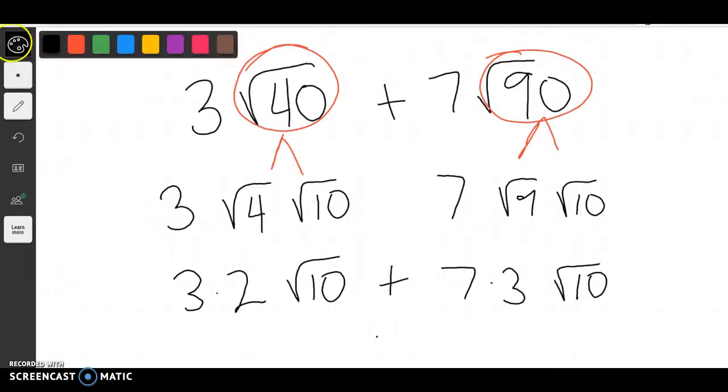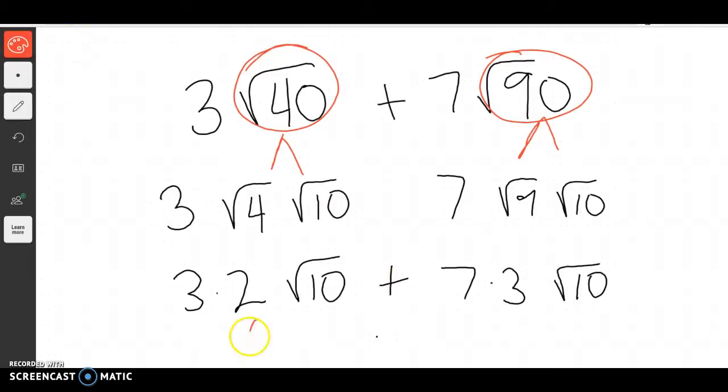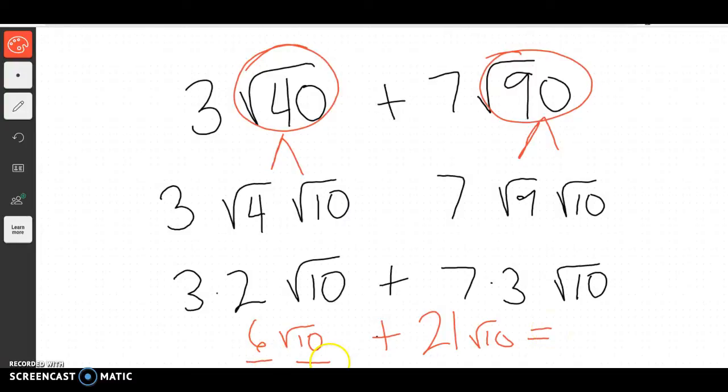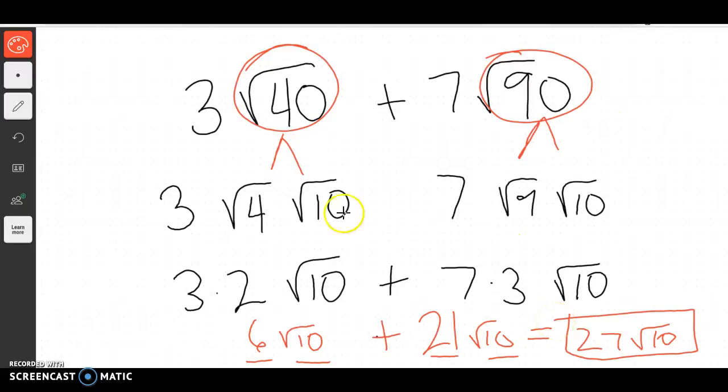Now what I'd like to do is simplify some of these things. This would be 6 radical 10. And this would be 21 radical 10. And that would give me my final answer, which we could now add because these have like bases. And I would have 27 radical 10. What's important in these types of problems is you want to make sure your bases are the same. If your bases aren't the same, you won't be able to deal with this type of problem.